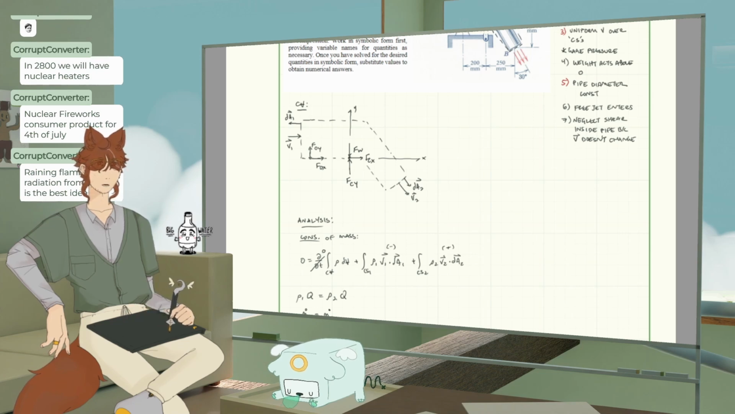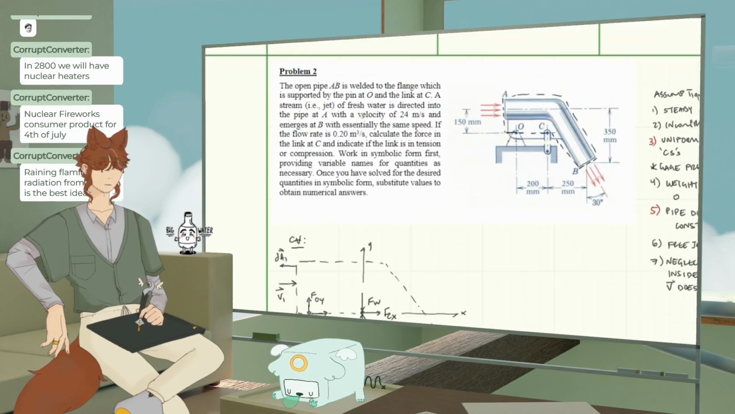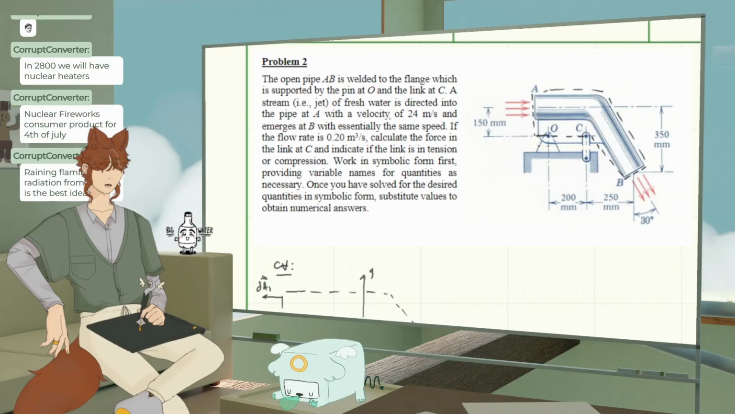Maybe you just have to neglect... But it feels like it's not neglectable. How much water? It's probably a lot of water. 24 meters per second. Flow rate is 0.2 cubic meters per second. How big is a cubic meter? How much does it weigh? One cubic meter is 2205 pounds, so like 400 pounds of water. Okay, the weight might be neglectable.